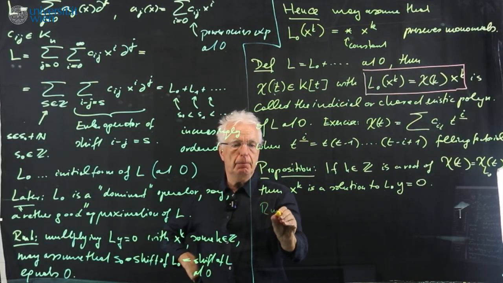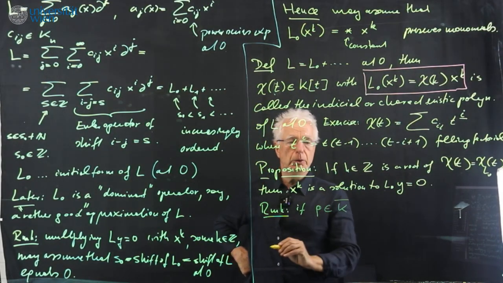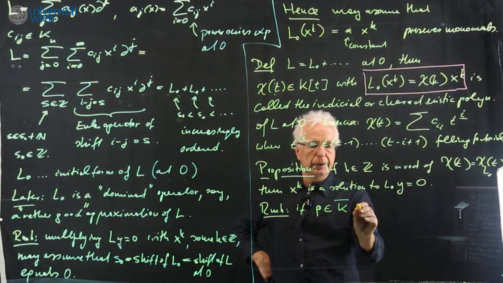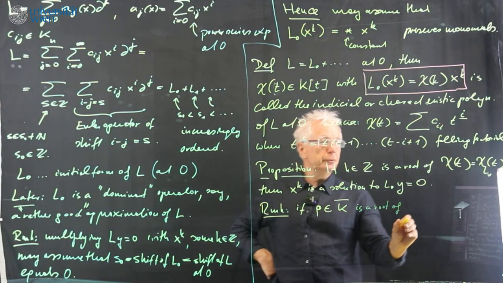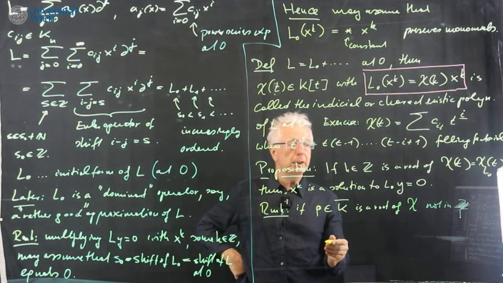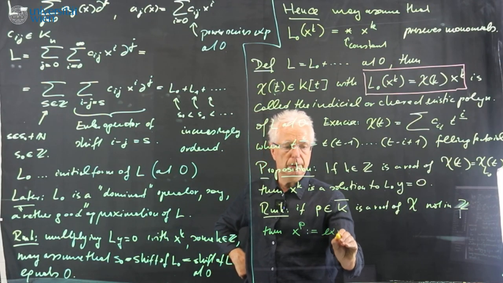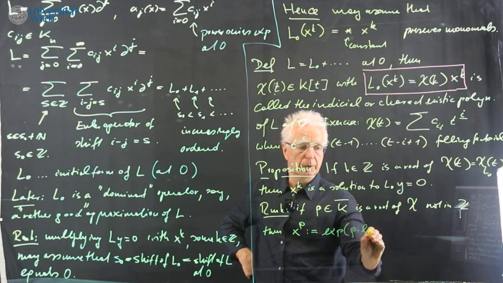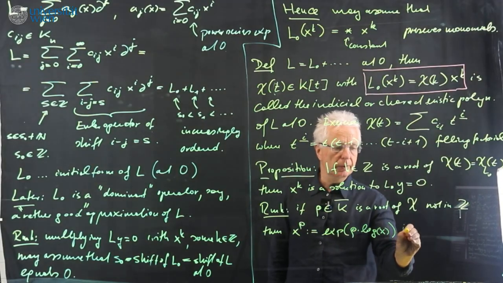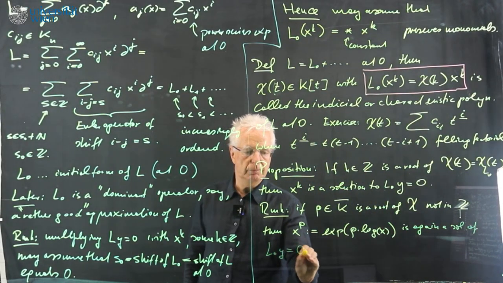So the remark will be, let me write now rho, in the algebraic closure of our field k, let's say C, if the field is C. If rho in k is a root of chi, not in Z, then we have to define a more general solution. Then x to the rho, and how do we define it? We take exp of rho times log x. This makes sense. Then it is again a solution of L0 y equals 0. Okay?